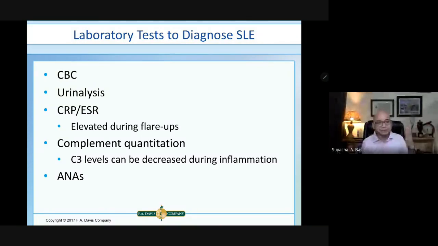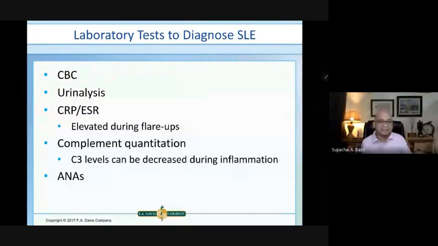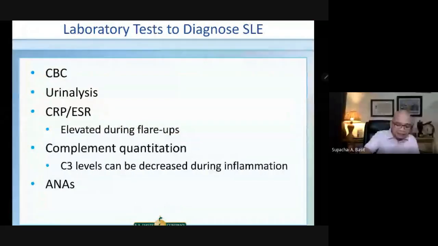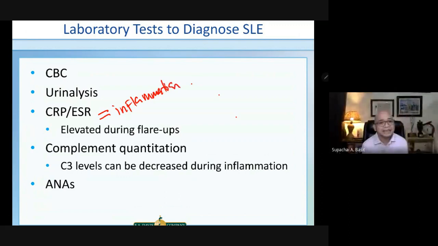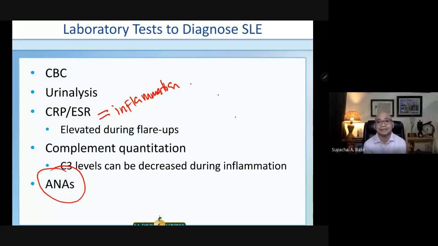So aside from CBC and urinalysis, there would be elevated CRP and ESR. Again, CRP and ESR are non-specific indicators for inflammation. We can also quantify complement because C3 can be decreased during inflammation. And most importantly, the determination of anti-nuclear antibodies, ANA, can be used for the diagnosis of SLE.